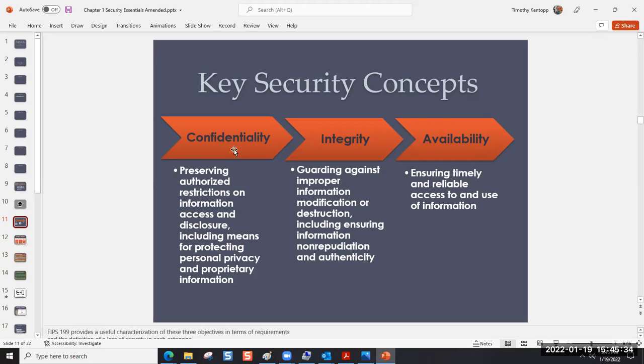So when we talk about confidentiality, we're talking about keeping things a secret from unauthorized eyes. Integrity means nobody's modified the information. I did not change the date of your payment due, so you would default on your credit card, and now I get to charge you 30% interest instead of 3% interest, right? Availability: I can't use it.